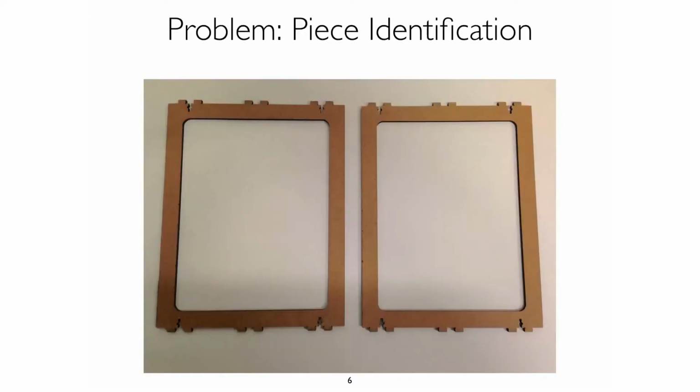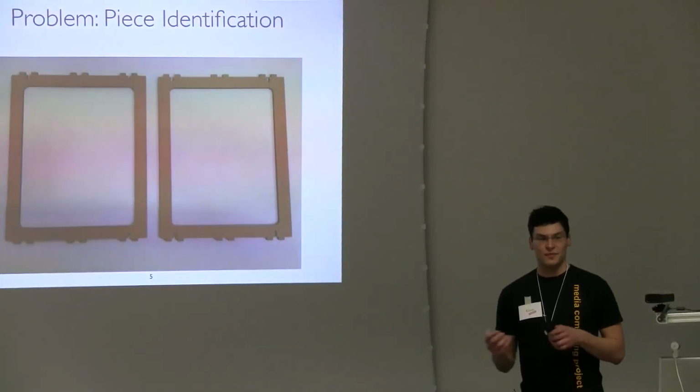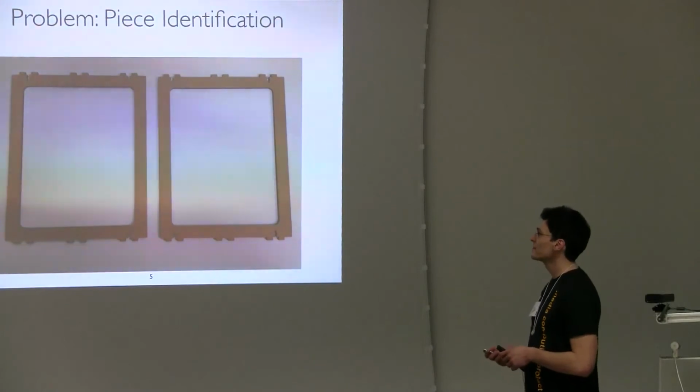What do you see in this picture? Is this the same piece printed two times? No. These are two different pieces, but they look very similar. People will mistake them and make errors. This is the piece identification problem.